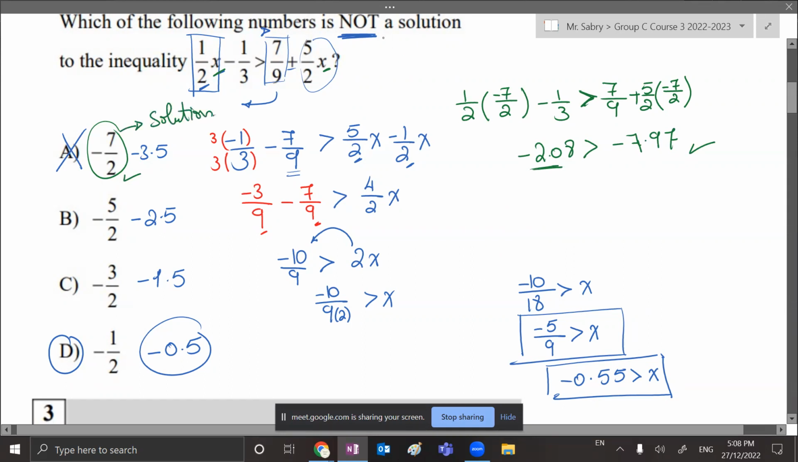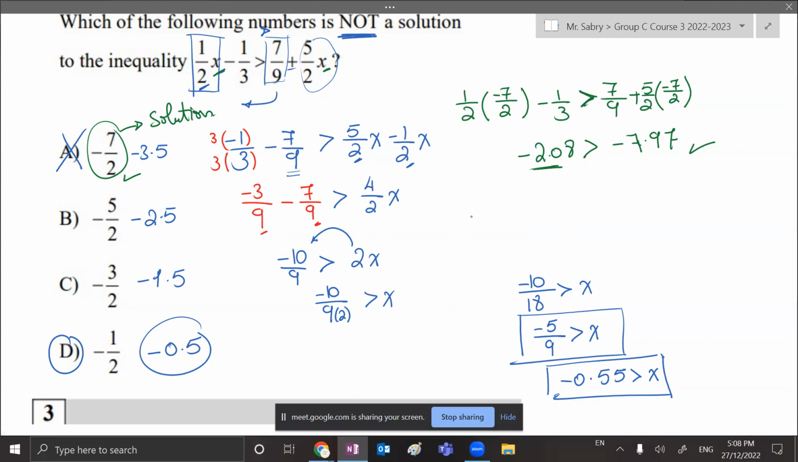while he's asking for which of the following is not a solution. So you'll keep trying them all out until you figure out one of the choices where the inequality is not true. That means it's not a solution.